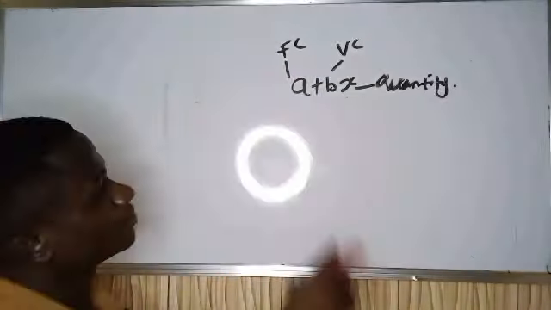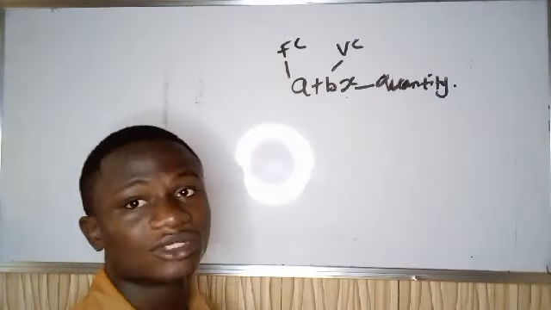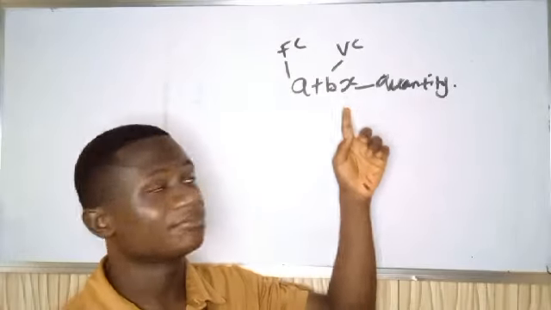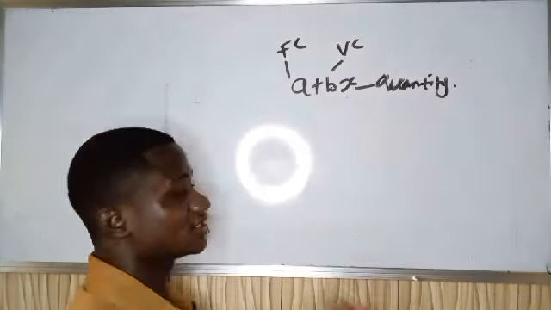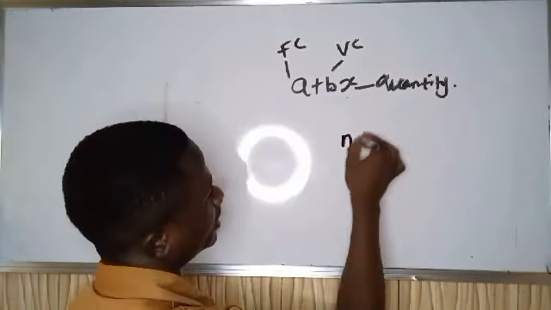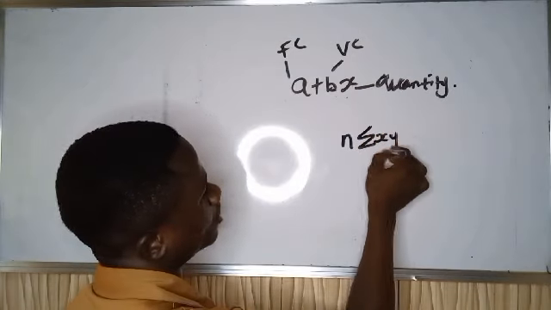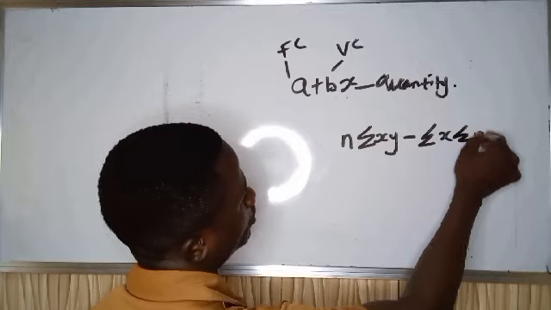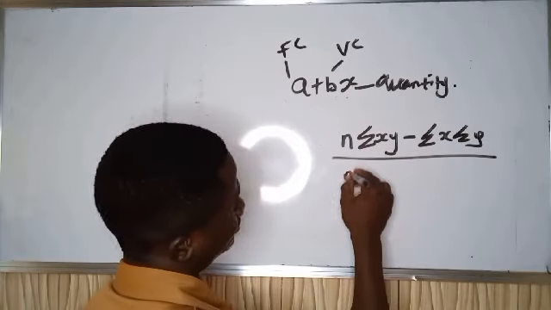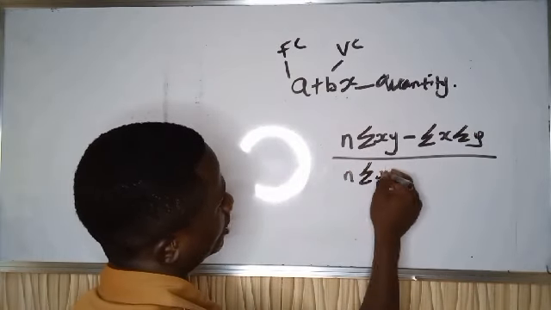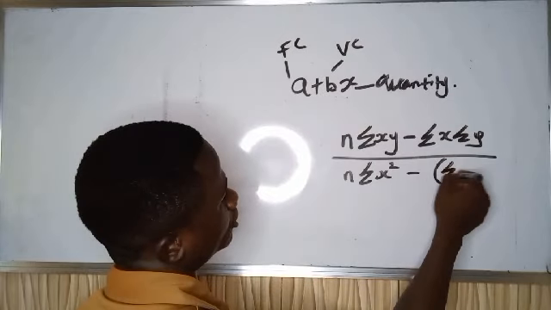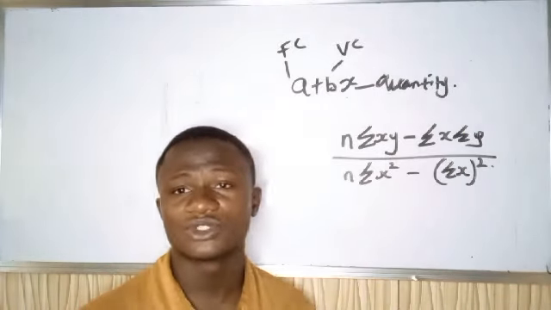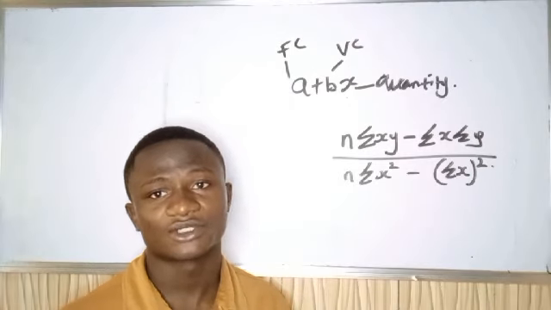So there's a formula we use to get our a, and there's a formula we use to get our b. But in linear regression, what we get first is our b. And what's the formula? The formula for getting your b is simply n summation xy minus summation x summation y, over n summation x squared minus summation x, all squared. You don't have to get confused because I'm going to break it down when we start solving the question.